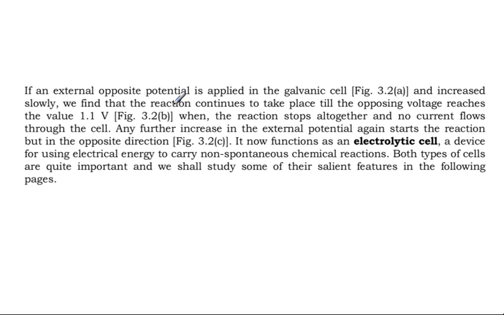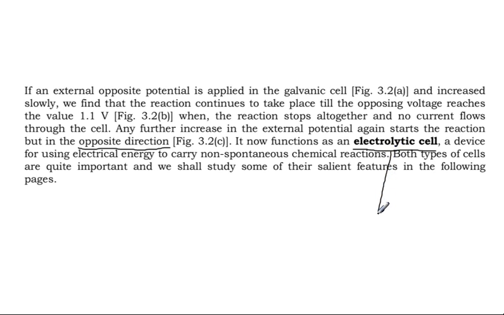And if you increase the external potential further, greater than 1.1 volts, the current direction reverses within the cell, and we can ensure a non-spontaneous redox reaction. To perform a non-spontaneous redox reaction within the cell, we should give an external potential of more than 1.1 volts. This is given in this paragraph. When the reaction stops altogether and no current flows through the cell, any further increase in the external potential starts the reaction again in the opposite direction. It now functions as an electrolytic cell.